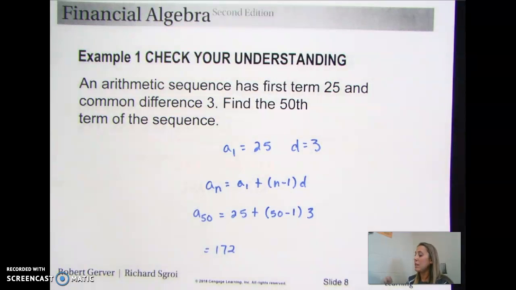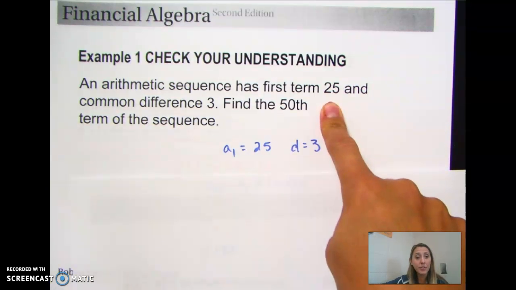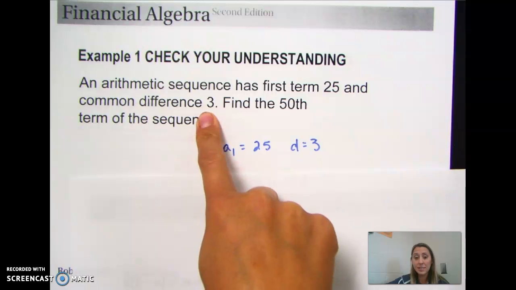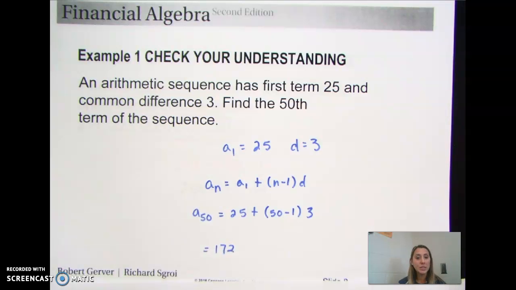Okay, so this one is the same thing. We're given that our first term is 25 and our common difference is 3. We need to find the 50th term. So we're going to do that, and we end up with 172.